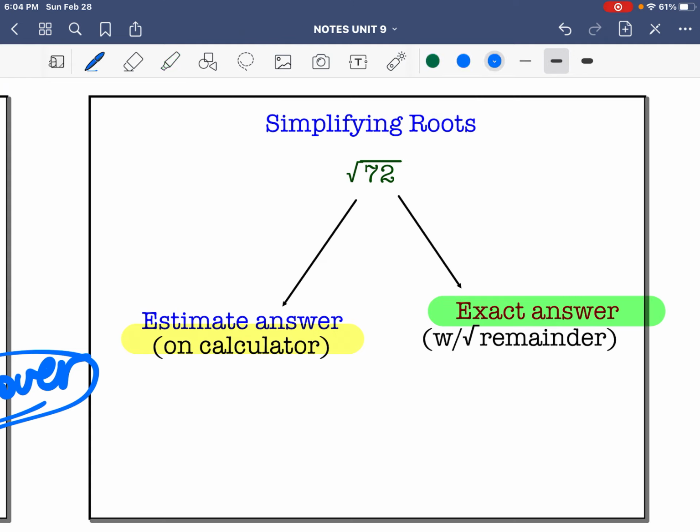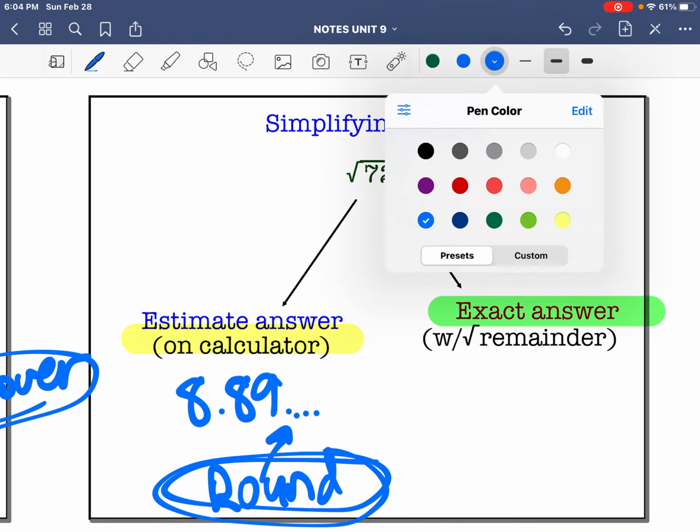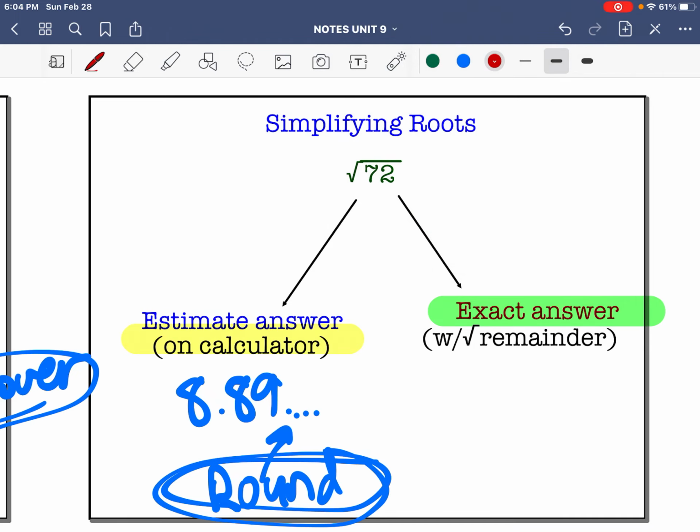8.89. I don't remember the decimal expansion of this, but we have to round it off. If you have to round it off, this is going to be an estimate because we cannot give an exact answer. We've left something off. If we're going to do an exact answer, what this is going to look like is it's going to have whatever matches and whatever's left over, or our remainder.